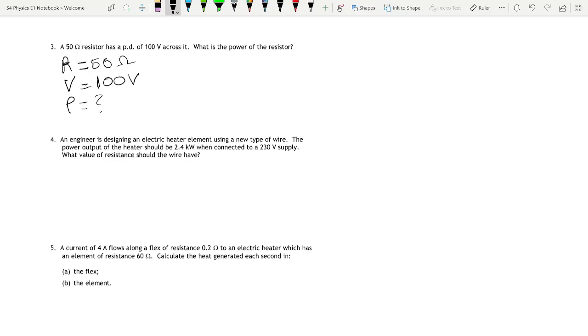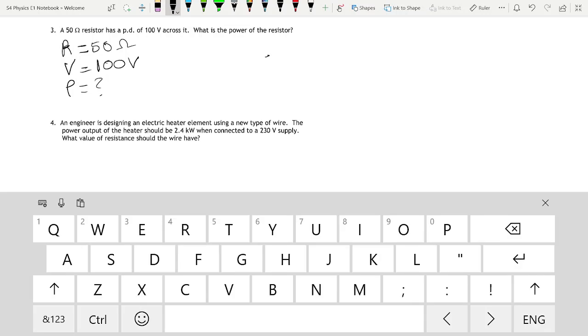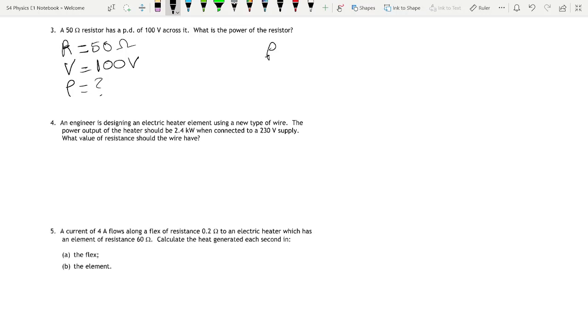So we don't want current in that equation now. So we look at that equation list. We find one with just R, V, and P in it. So P equals V squared over R. So V is 100, so 100 squared divided by 50, which comes to 200 watts.